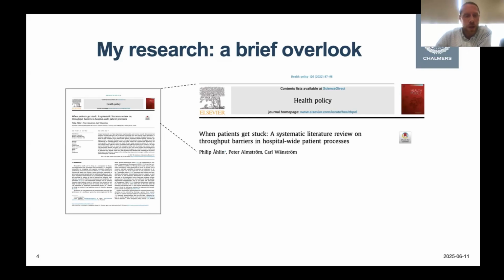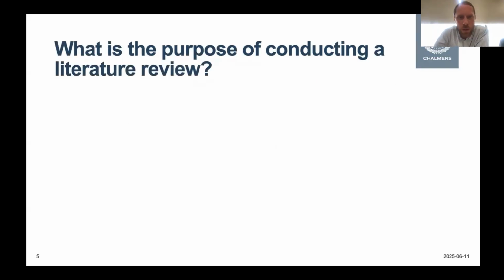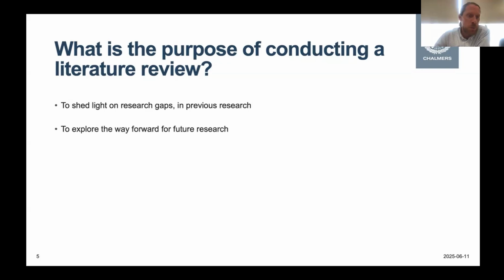All right. So with that introduction, what is the purpose of conducting a literature review? Well, there are many. One could be to shed light on research gaps in previous research, something that a lot of PhD students begin their PhD studies with, trying to understand what research gaps there are. Another purpose is to explore the way forward for future research. It can be done many times by senior researchers to explore what research should be done now and what has been done.